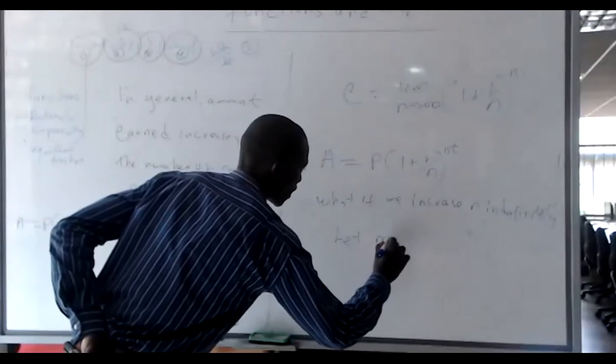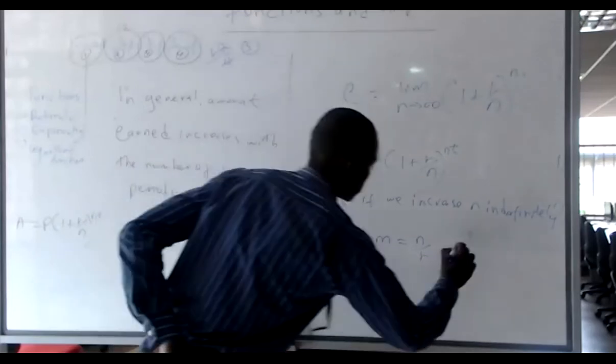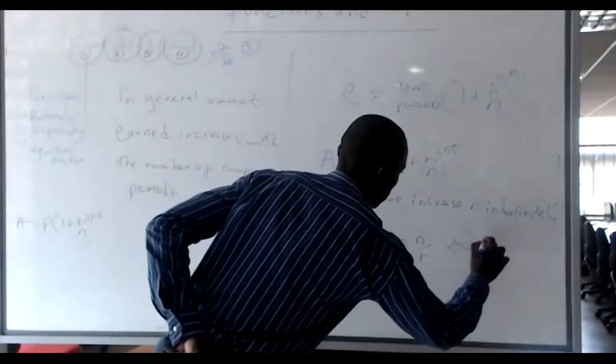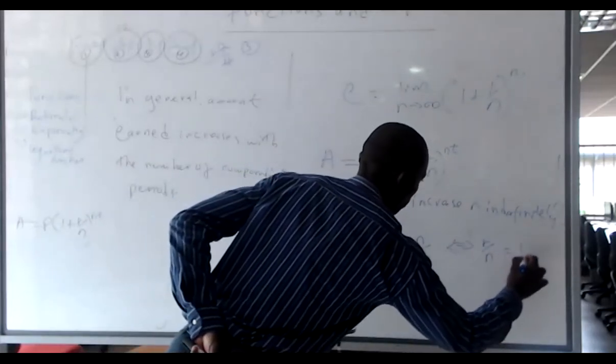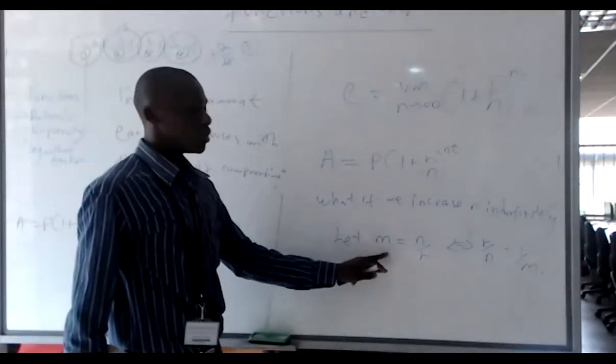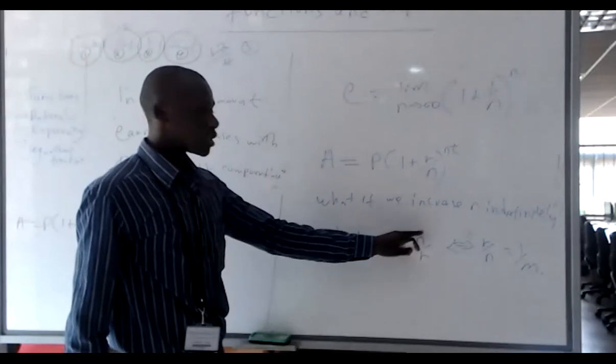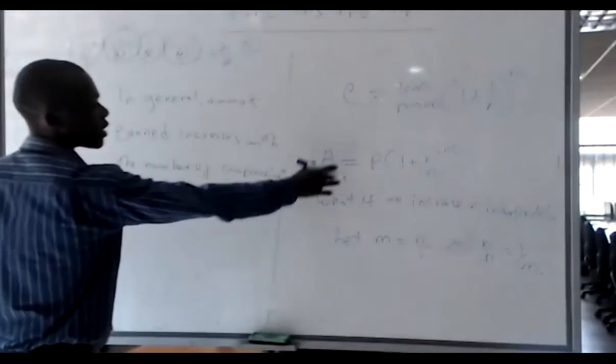Let a new variable m be given by n divided by r. So that means r divided by n is 1 over m. I've introduced another variable which is directly proportional to n. So when I increase m, n also increases.